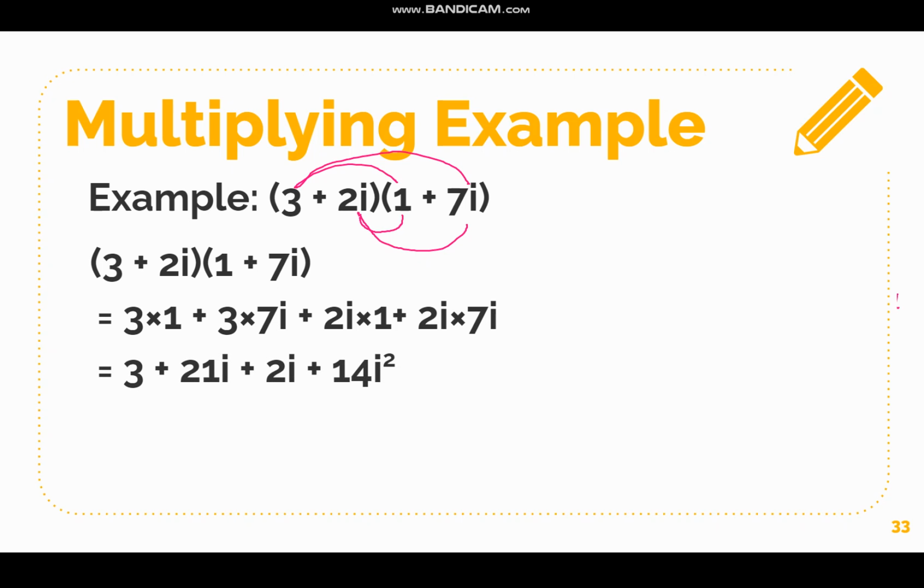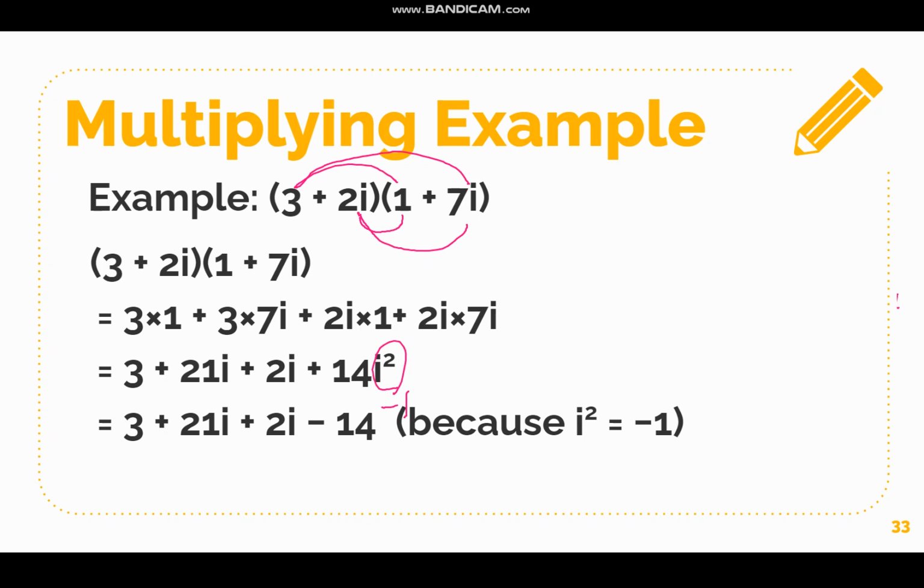And now I'm multiplying it. So 3 times 1 gives you 3. 3 times 7i gives you 21i. 2i times 1 will give you 2i. 2i times 7i gives you 14i squared. Like I said, i squared is the same as -1. So I can change this part into -1. Then it will become 14 times -1, which will eventually become -14. So it will become 3 minus 14 at the end.